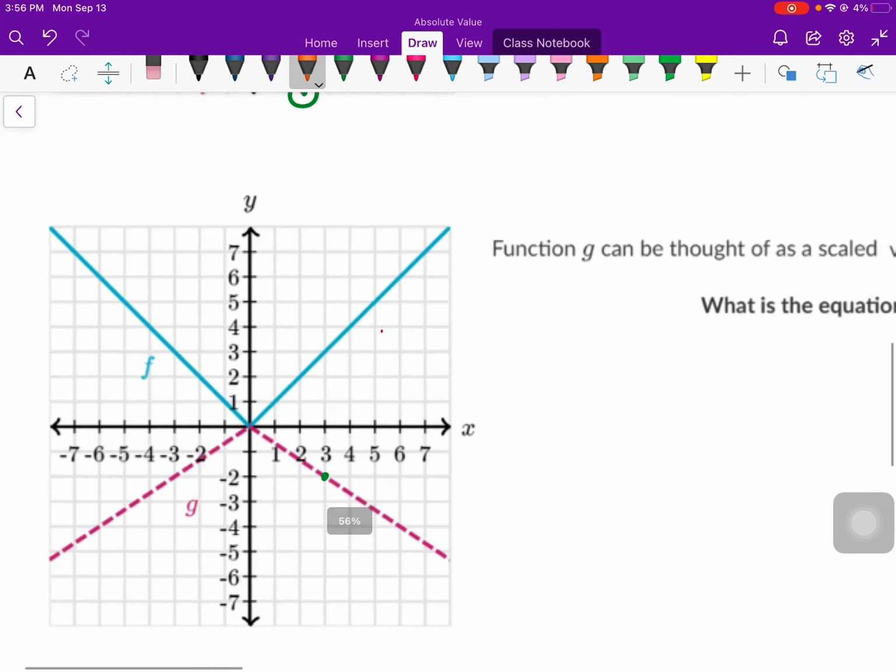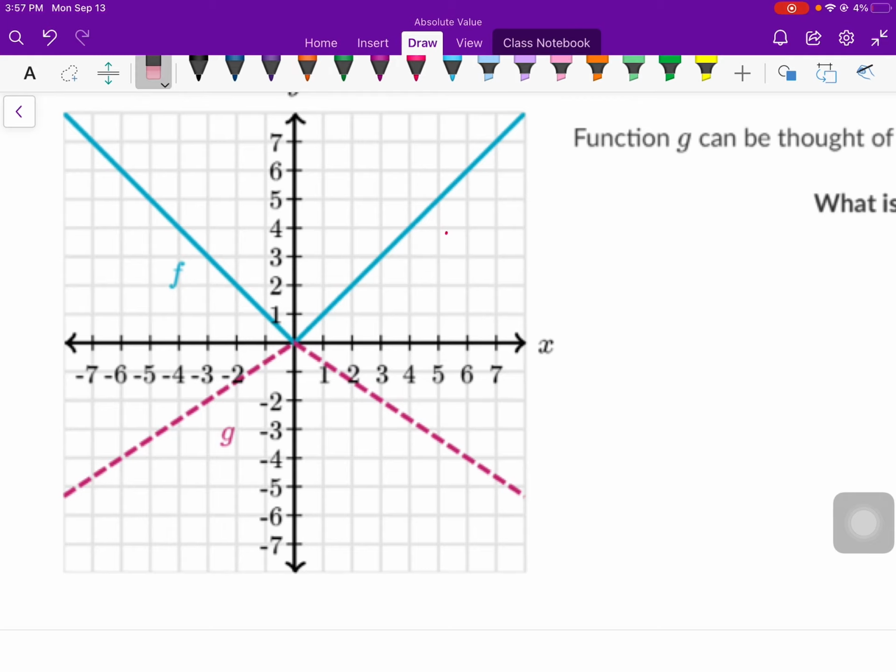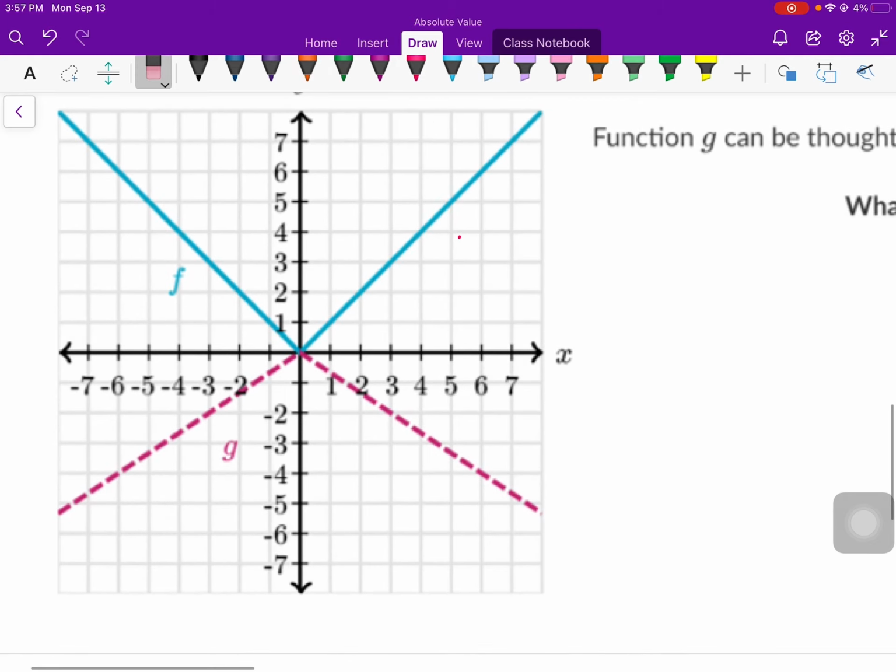And the last one, I want you to do this one on your own and find the points of intersection there.